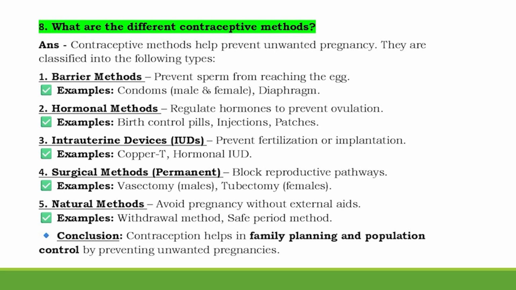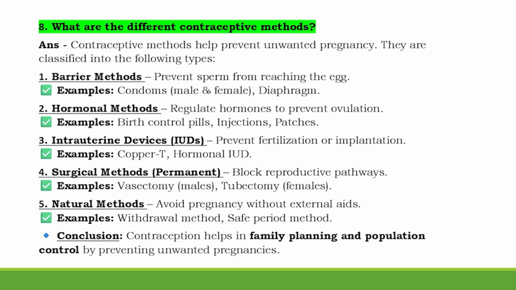8. What are the different contraceptive methods? Answer: contraceptive methods help prevent unwanted pregnancy. They are classified into the following types. 1. Barrier methods prevent sperm from reaching the egg. Examples: condoms, male and female. Diaphragm. 2. Hormonal methods regulate hormones to prevent ovulation. Examples: birth control pills, injections, patches.